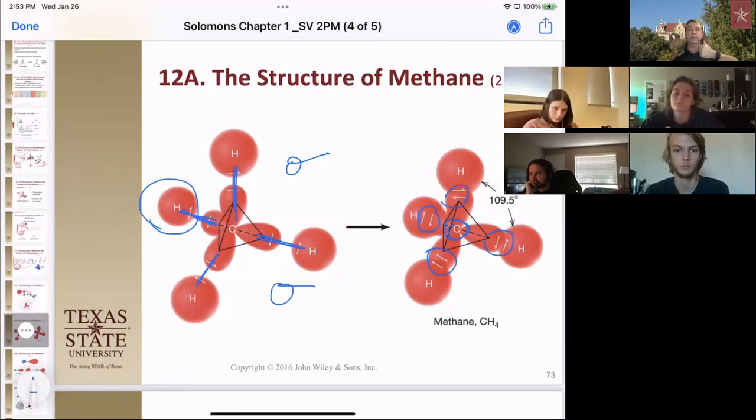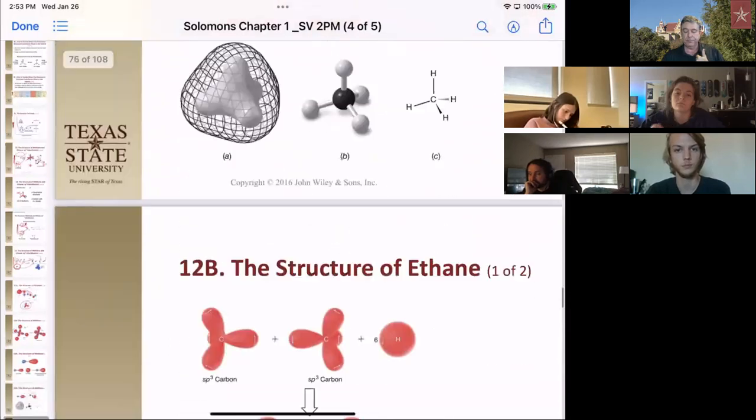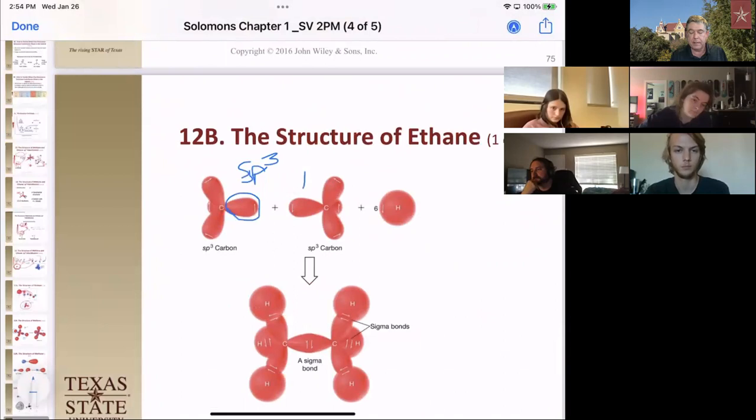All right, questions on that? Okay, so I'm going to skip that one. Sorry. So how do we make carbon-carbon bonds? I know we just showed how to make carbon-hydrogen bonds. Well, it turns out we make carbon-carbon sigma bonds the exact same way, where we have one of the lobes right here. This is an sp3 hybridized orbital, and this is an sp3 hybridized orbital.